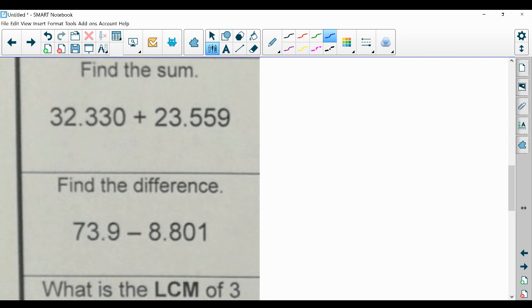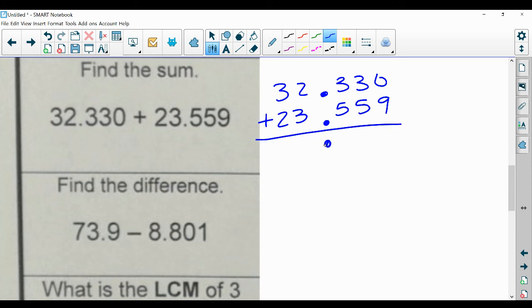We have find the sum. Remember, when we add or subtract decimals, we have to line our decimals up. And then we fill in the blank with our numbers. And then we just add. Remembering to drop the decimal down, we can just add, and we get our answer. This is probably one of the easiest ones you have on your homework tonight.